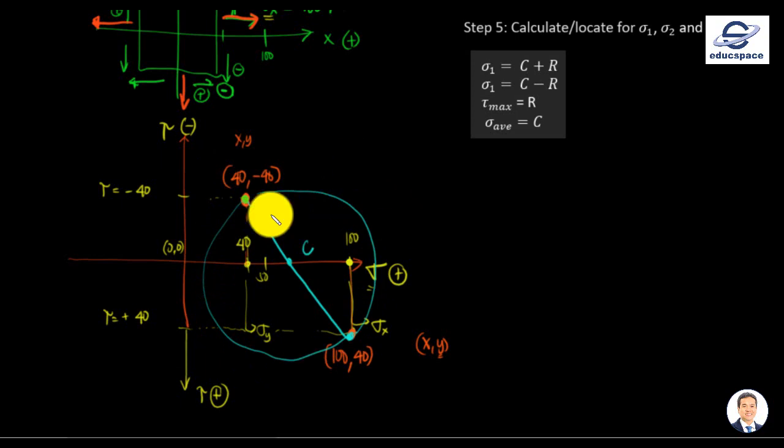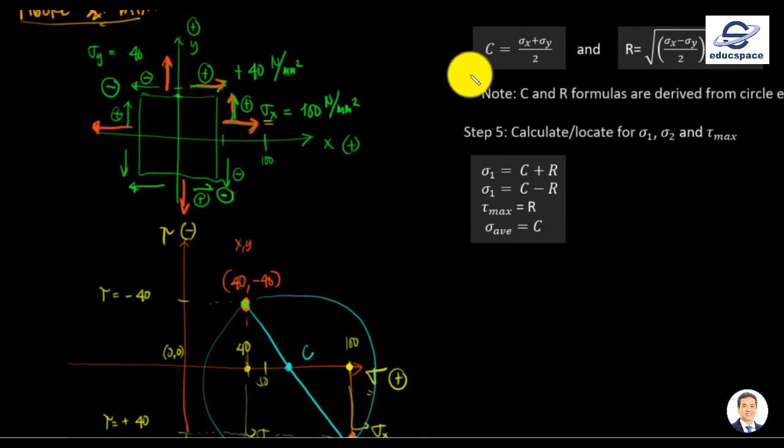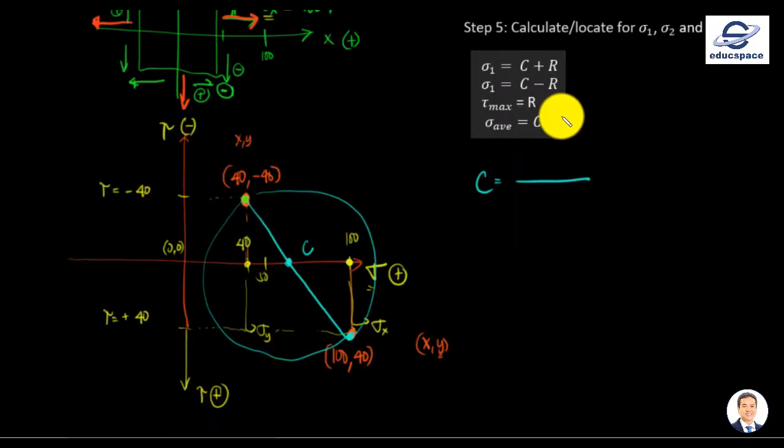So the center, we can find using inspection or this relationship. That is the average stress. That is the normal stress on the X and Y axes. That is the stress element on the X axis and the stress element on the Y axis over 2. And then, let's put the values. 100 plus 40 over 2. That is 100 plus 40 is 140, over 2 is 70.